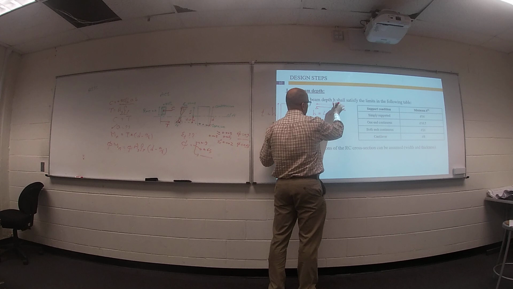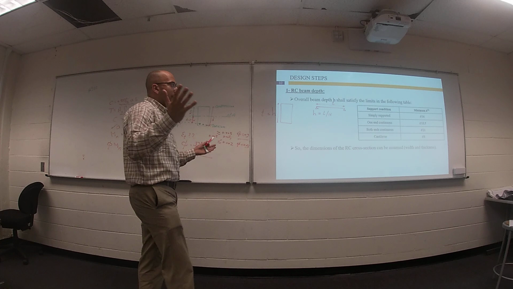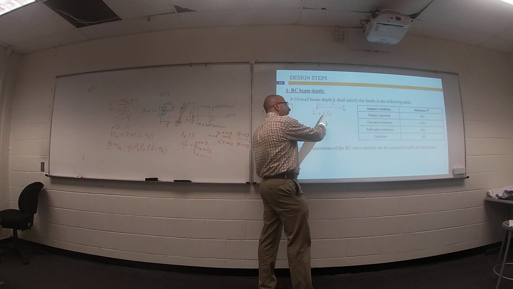So if we would like to build a reinforced concrete beam between this column and this column in this room, our beam is simply supported only between two columns. Your depth, the total or the overall depth of your beam, must be span divided by 16.